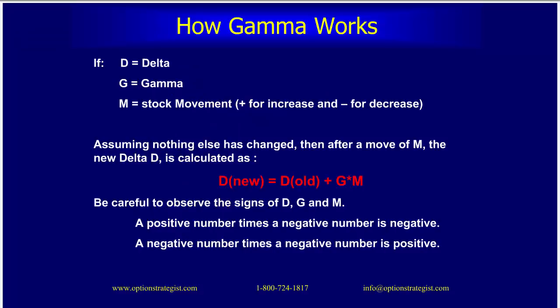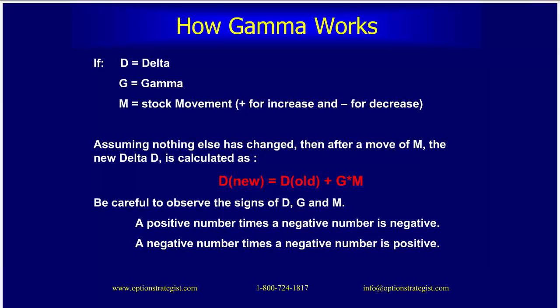All right. Now, how does gamma work? Well, we have a formula for that as well. D is delta. We'll call gamma G, and M is the stock movement. Again, if nothing else changes, then a movement of M, we calculate the new delta this way. The new delta is equal to the old delta plus the gamma times the amount of movement. Same issue, just when you're using it, be careful to be sure that you're applying the signs correctly.